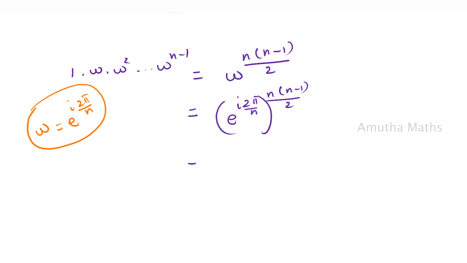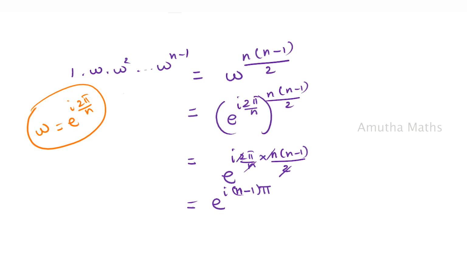So what will you get? Power to the power, multiply. So e power I into 2 pi by n into n into n minus 1 divided by 2. So these two n get cancelled, and 2 gets cancelled, isn't it? So that is equal to e power I into n minus 1 into pi. So I get e power I into n minus 1 into pi.